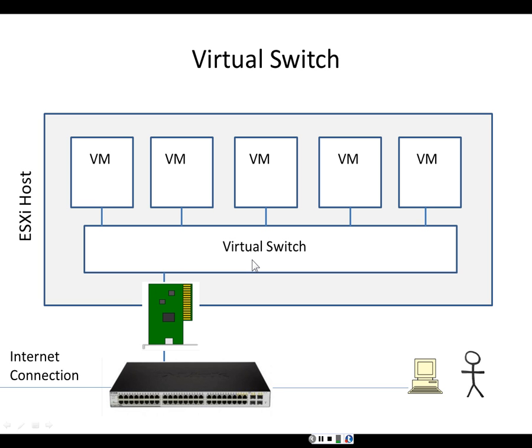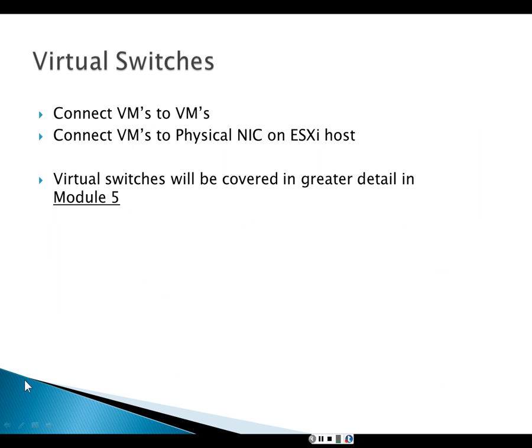A virtual switch is a piece of software that's used to connect virtual machines to virtual machines, and to allow virtual machines to connect to the physical network interface card in the ESXi host, which connects to the physical switch, which connects to the workstations and the internet connection. We will cover virtual switches in greater detail in Chapter 5.